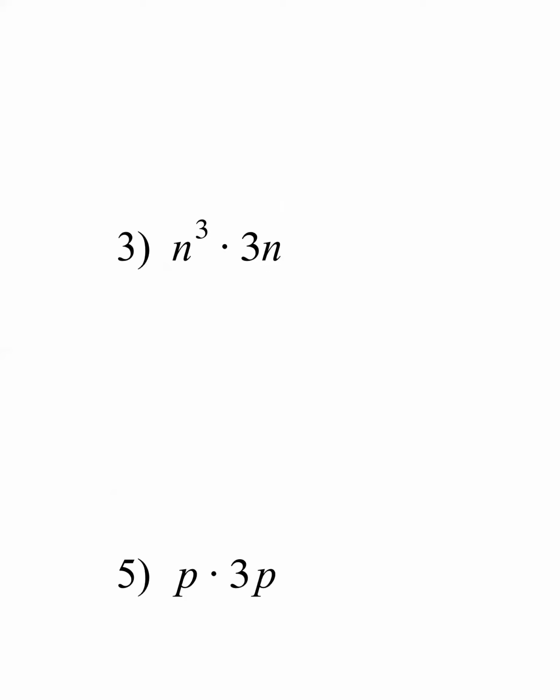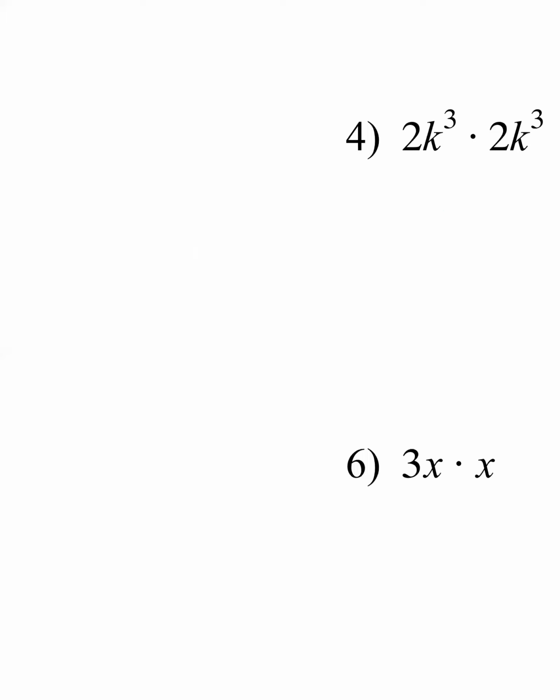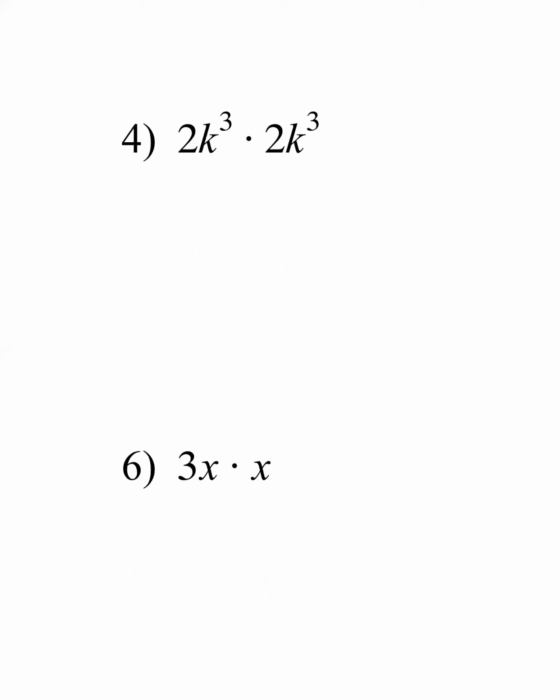So this one, just like the last one, I'm going to multiply the numbers together. In this case, it's only a 3, so I still start off with a 3. And then n's. I have n to the third and n to the first. So put that together, that would give me n to the fourth.